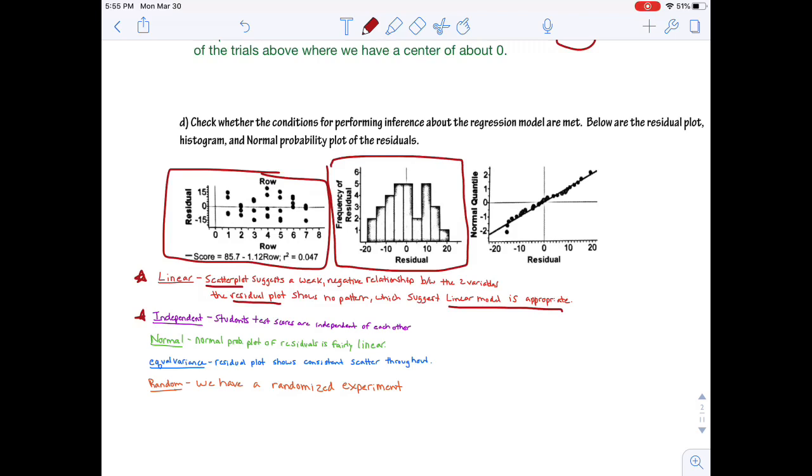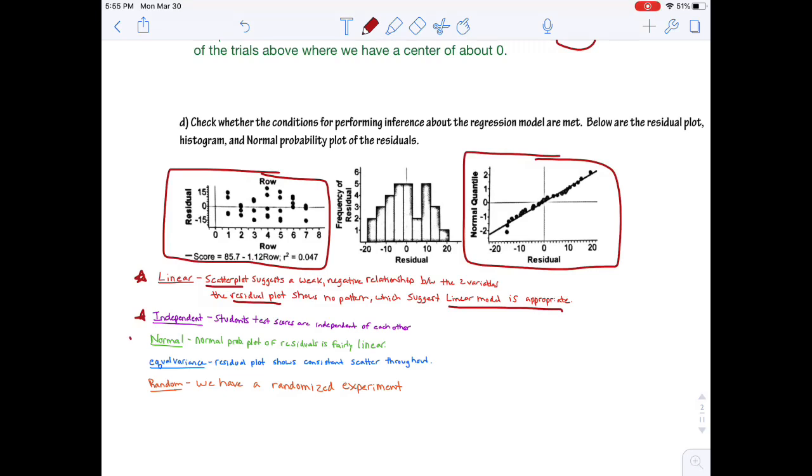So if I look at that histogram, that is, oops, sorry, I'm looking at the wrong graph there. I want to look at my normal probability plot over here on the right. My normal probability plot of the residuals is fairly linear. So again, we're good on that spot.